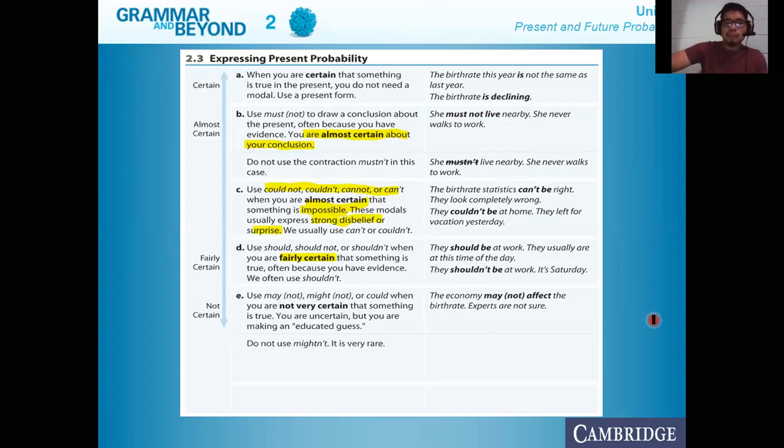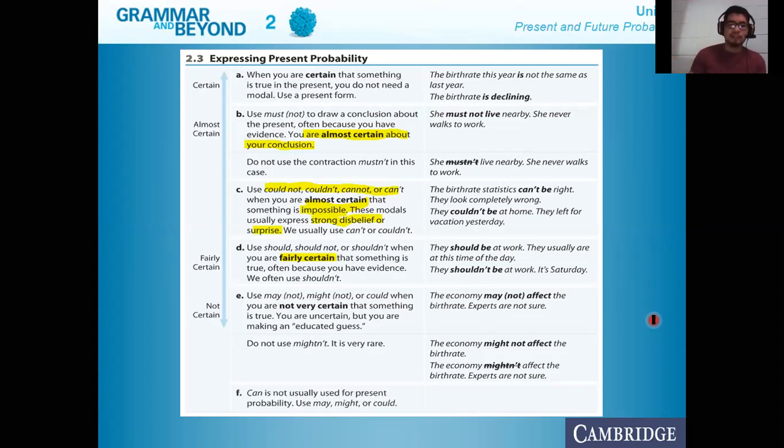Then, do not use contractions. It is very rare. I was telling you at the beginning that may not and might not are not going to have a contraction because they are not used at all in common spoken English. The economy may not affect the birth rate, or the economy mayn't affect the birth rate. When you try to pronounce it, you say mayn't or mightn't. That doesn't sound proper or natural at all, and that's the reason why it's not used.